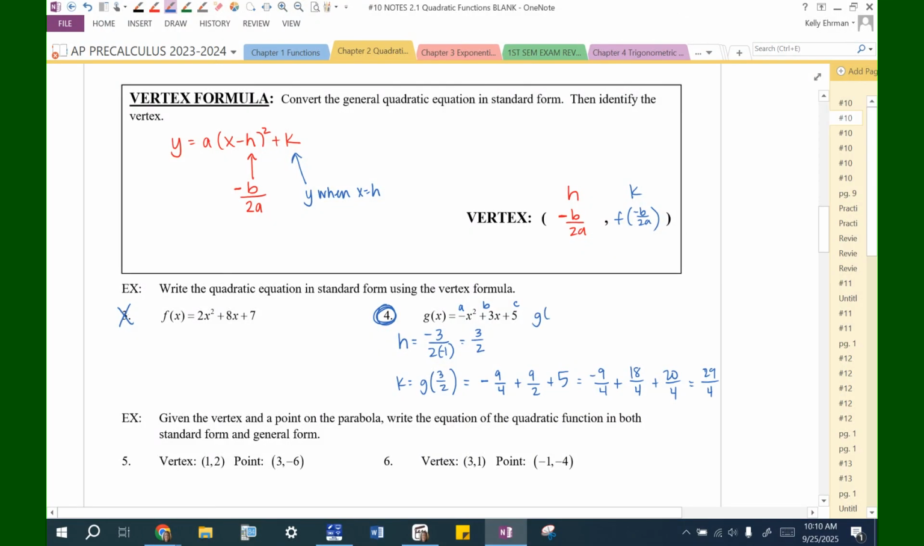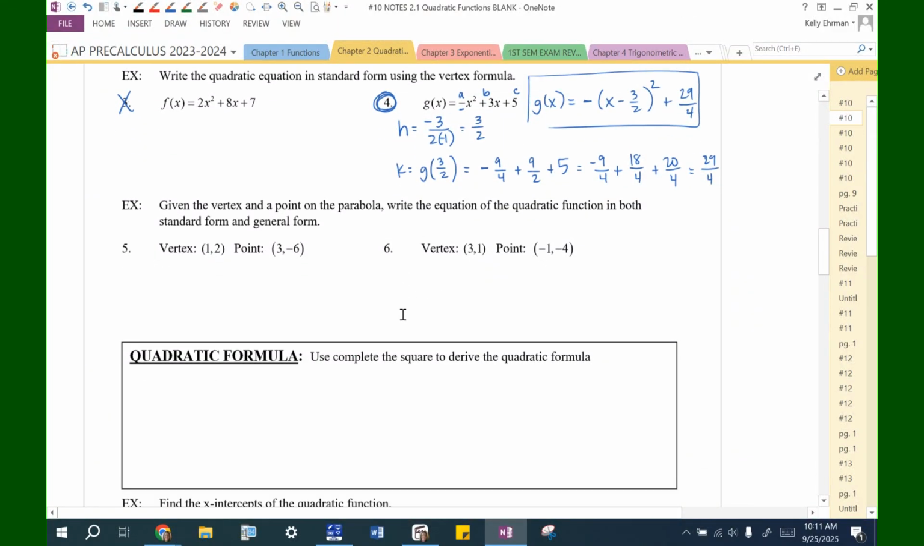Okay, now what about my equation? G of x equals, what's a here? A has to match when it was in this form. A has to match that. So I had a negative right here, so I need negative x minus 3 over 2 squared plus k, so plus 29 over 4. You will have to deal with fractions, but I think this fraction work is a little bit easier than doing complete the square with fractions.